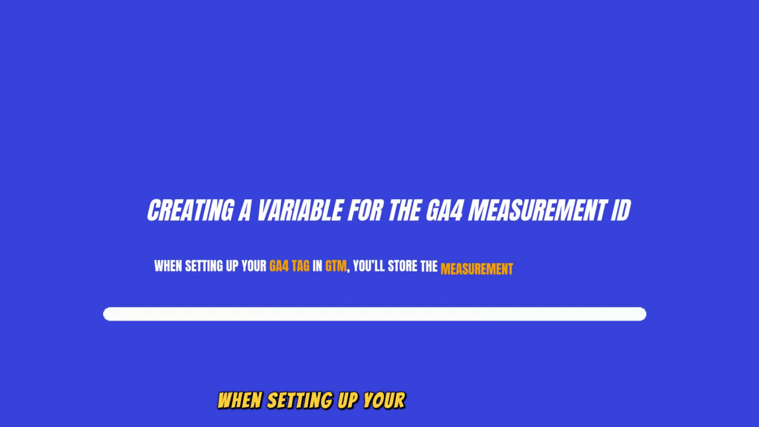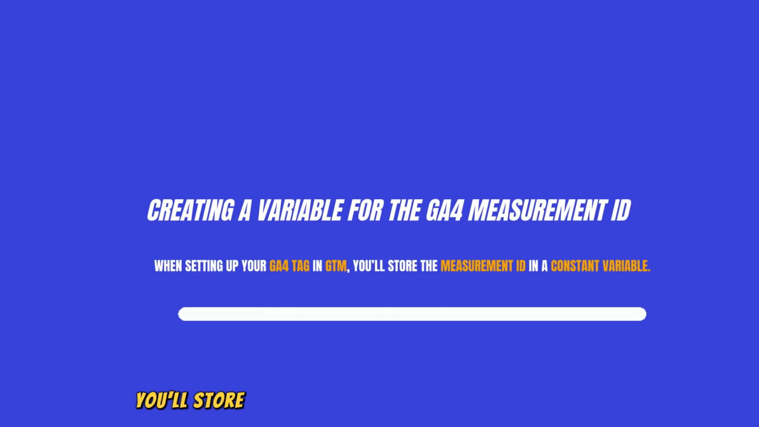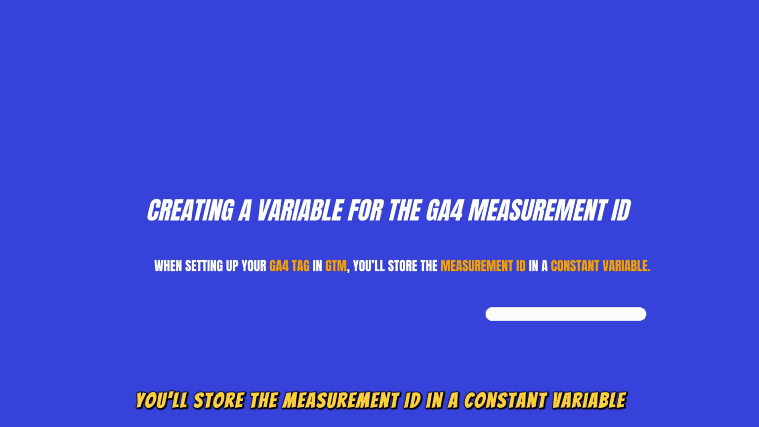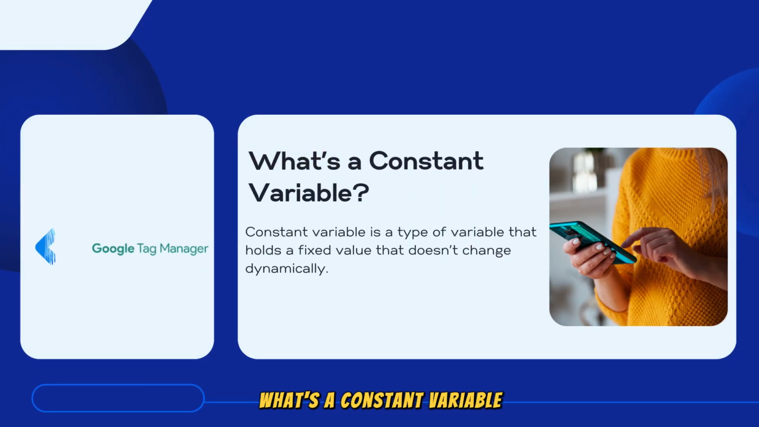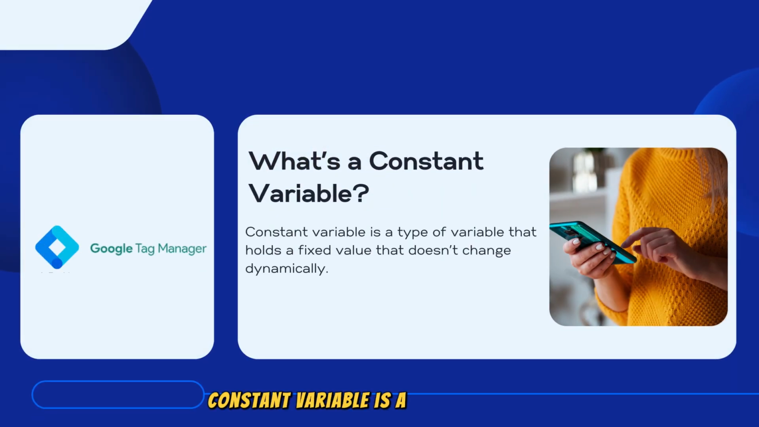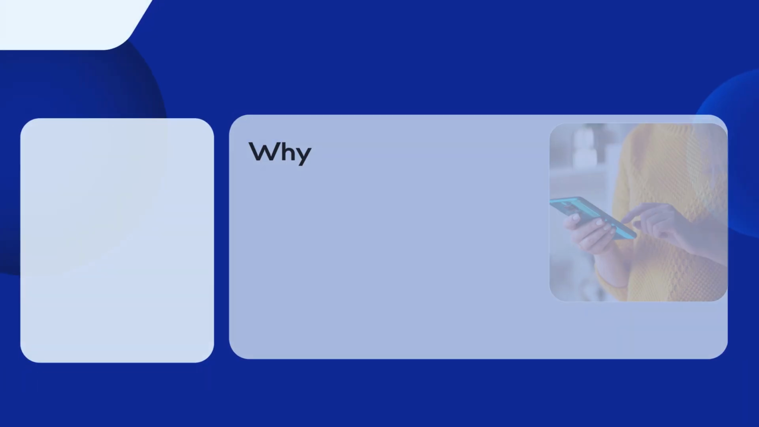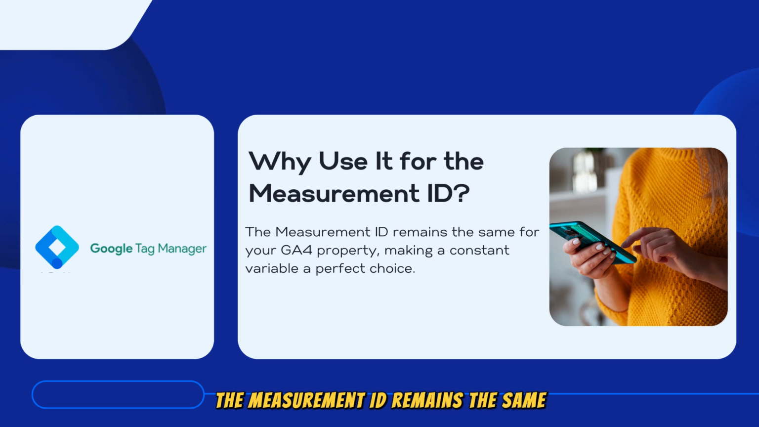Creating a variable for the GA4 measurement ID. When setting up your GA4 tag in GTM, you'll store the measurement ID in a constant variable. What's a constant variable? A constant variable is a type of variable that holds a fixed value that doesn't change dynamically. Why use it for the measurement ID? The measurement ID remains the same for your GA4 property, making a constant variable a perfect choice.